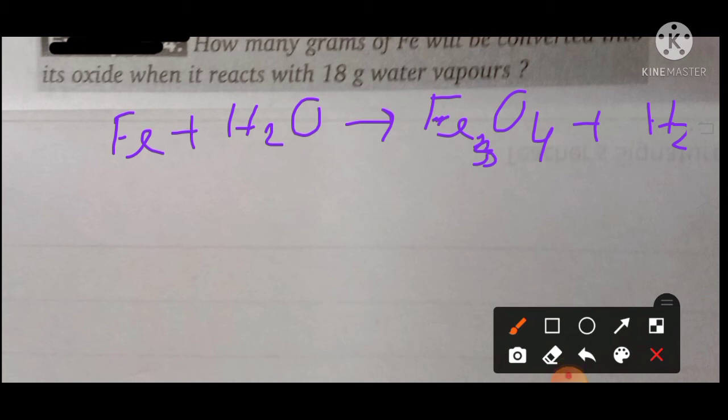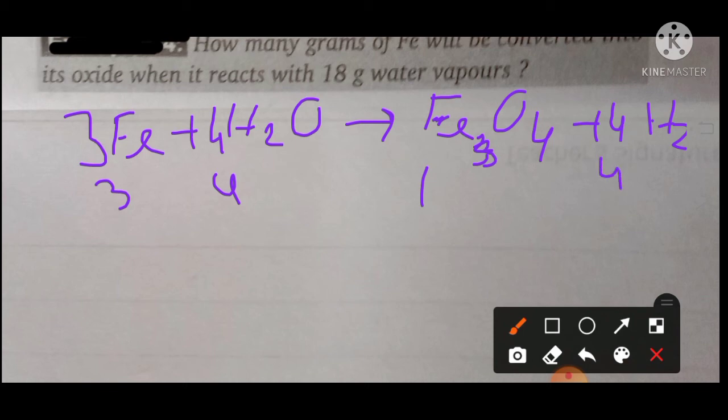Now balance this equation. Here Fe is 3, so multiply iron by 3. In Fe3O4, oxygen is 4, so multiply the water molecule by 4. It forms 3Fe plus 4H2O gives Fe3O4 plus, balancing the hydrogen, 4H2. So the product side is 4H2. Now the number of moles of Fe is 3, water vapors is 4, iron oxide is 1, H2 is 4.